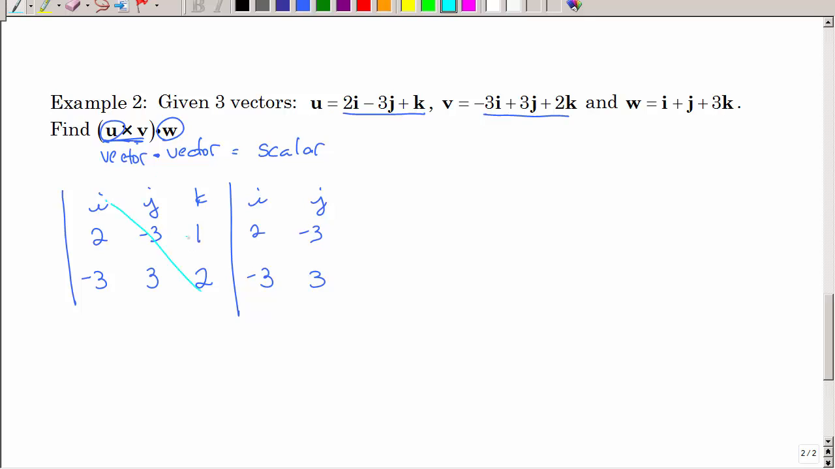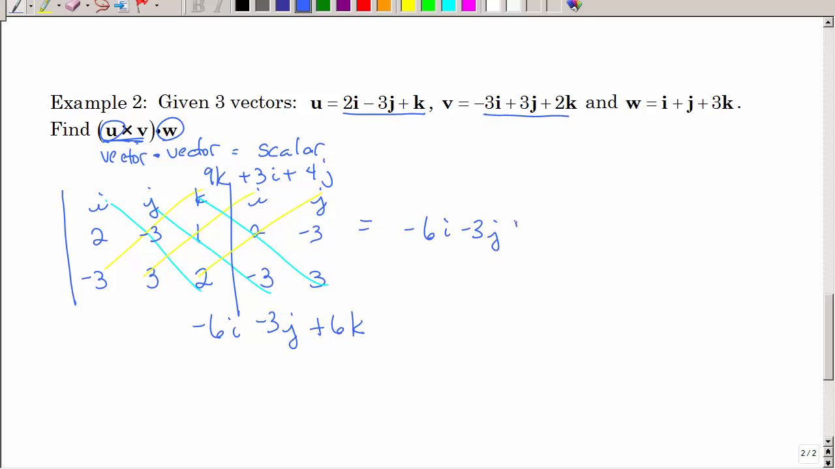All right, so I'm going to do the downs and multiply. So I have negative 6i minus 3j plus 6k. Then I'm going to do my up diagonals. So it's a 9k plus 3i plus 4j. So here are my downs, and I want to subtract the ups. Again, being very careful to distribute that. I like them in the correct order, i, j, k.